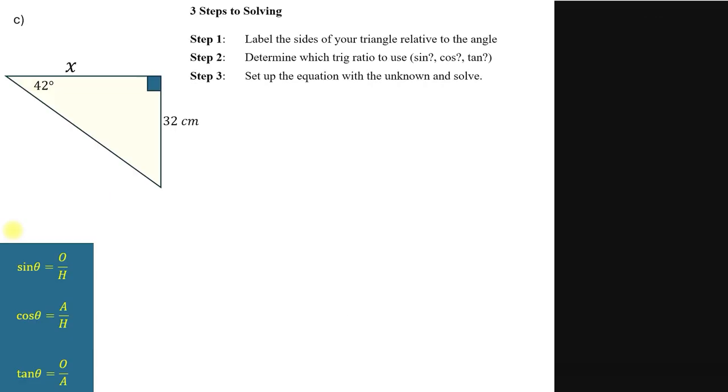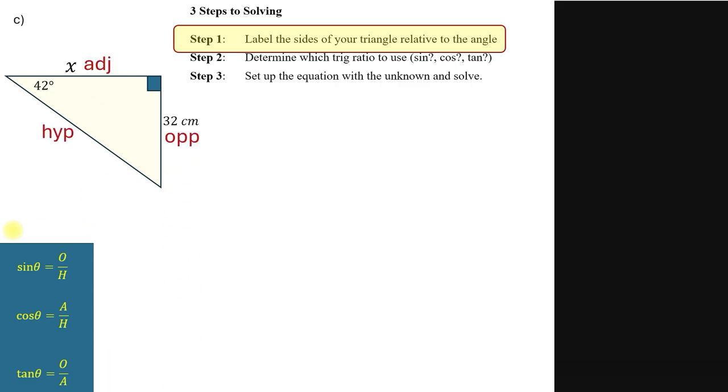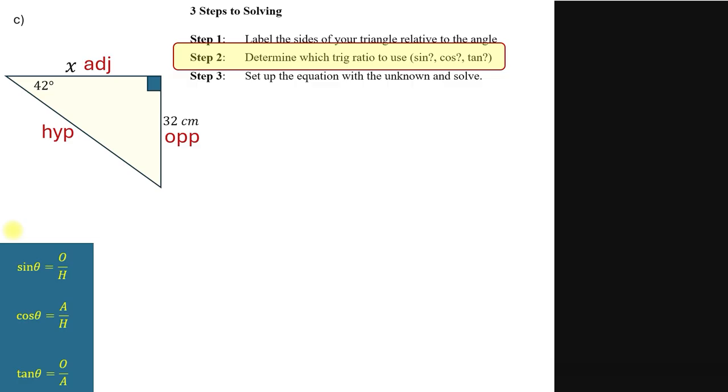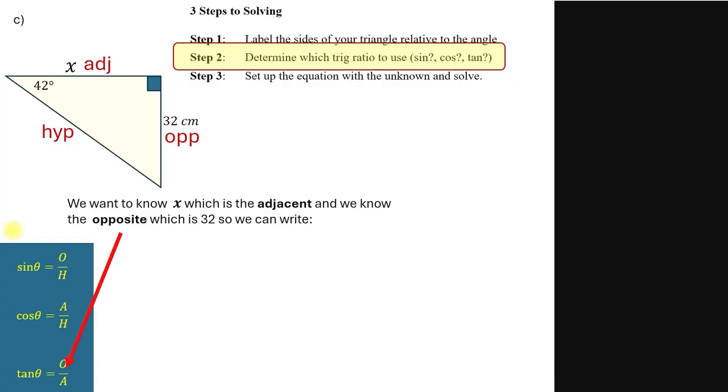Our next question is looking for us to solve the value of x. So our reference angle is 42 degrees. So relative to our reference angle, there's our labels. Now we need to determine which trig ratio to use. We're being asked to find the adjacent, and we're given the opposite. So adjacents and opposites, or opposites over adjacents, deal with the tangent ratio.